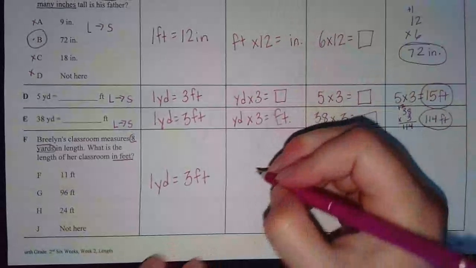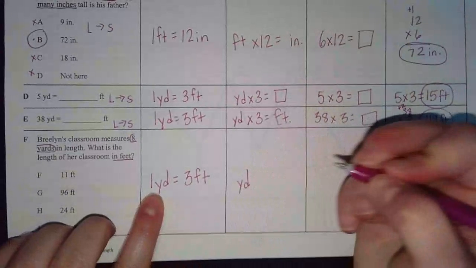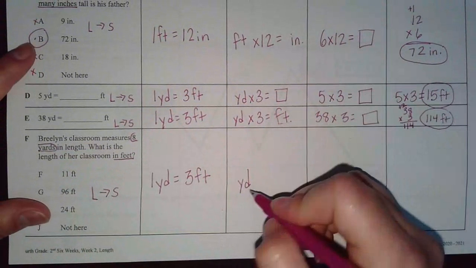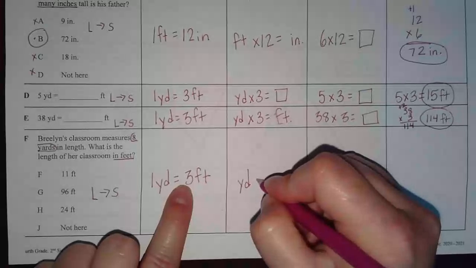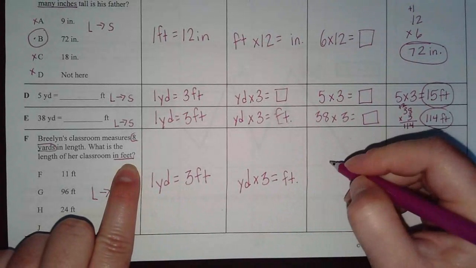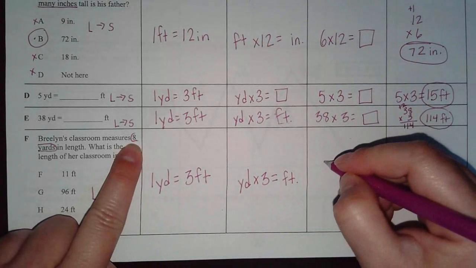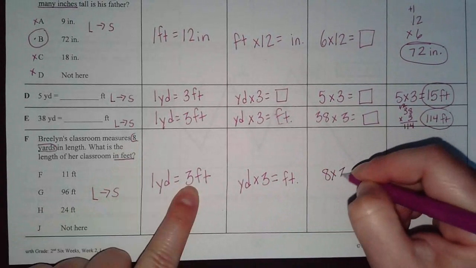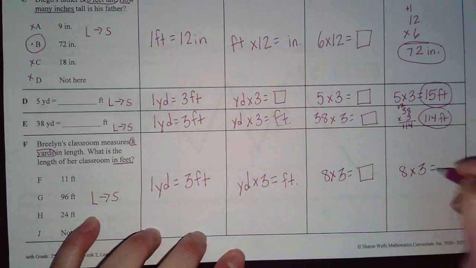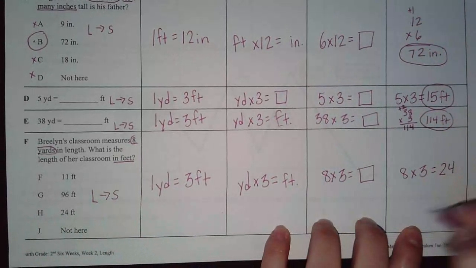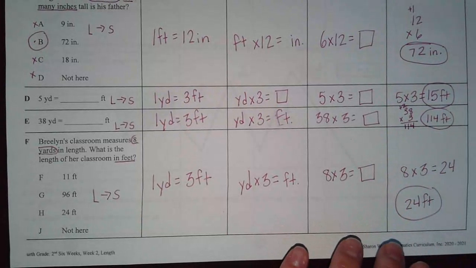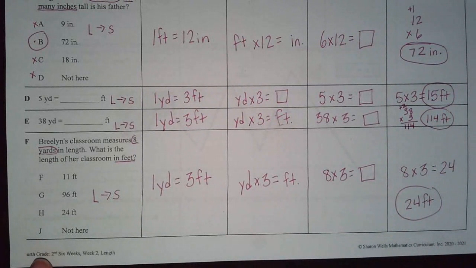So our plan is I'm going to take those yards, right? Because we're going from a larger unit to a smaller unit. So horse to fly, multiply. So I'm going to take those yards, multiply it by 3, and that will equal the feet we're solving for. So how many yards do I have? 8 yards. So 8 times 3 will equal our answer. Well, 8 times 3 is equal to 24. So our answer is 24 feet. Looking over here, it is H.